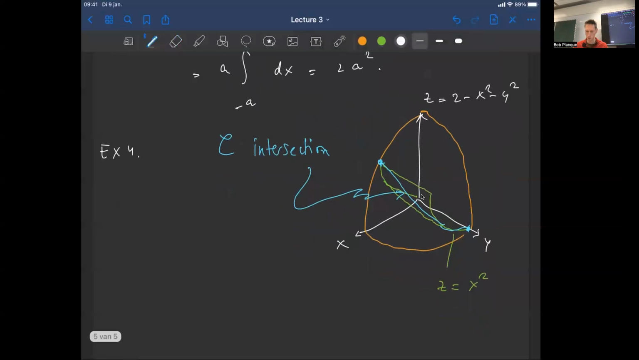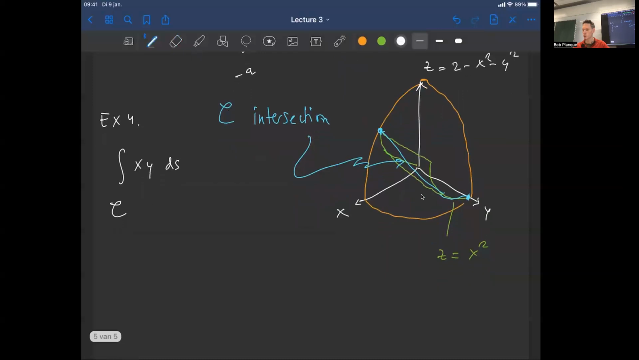And I would like to find the integral of xy over this curve. Well, this is a hard problem, for one because we do not have a simple description of this curve. The only thing we know is that it lies on the intersection between the curves. And so we have to do a little bit more work.